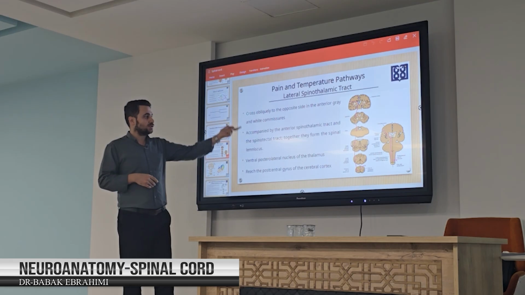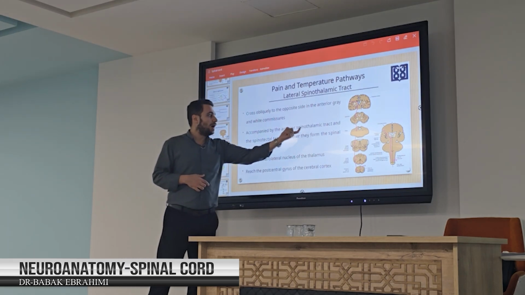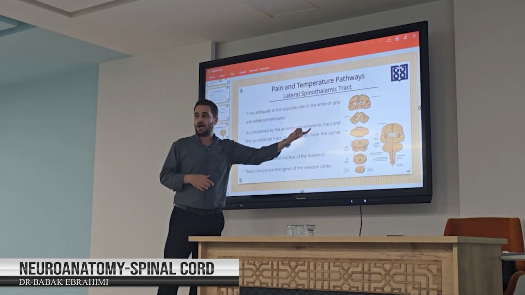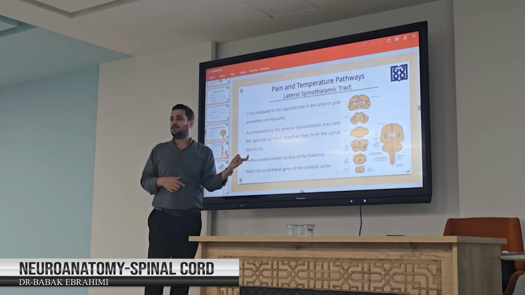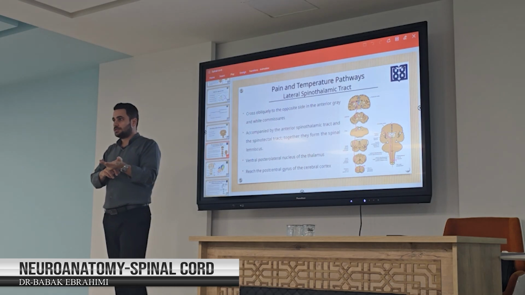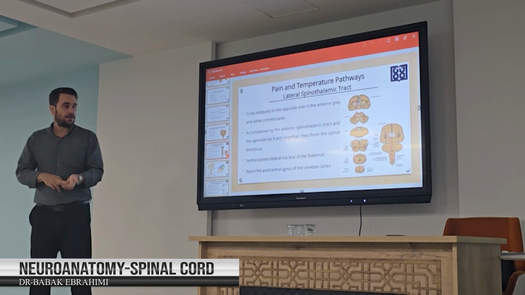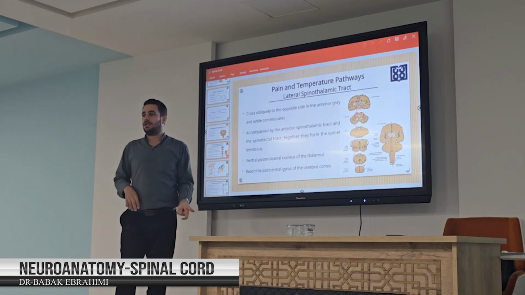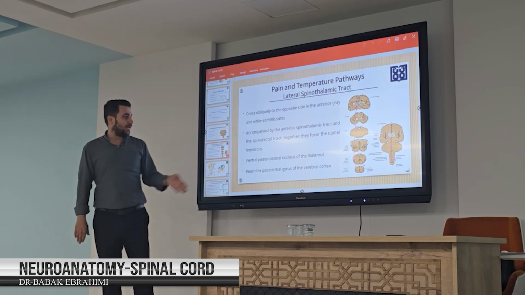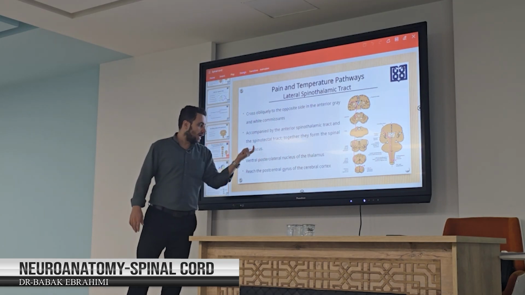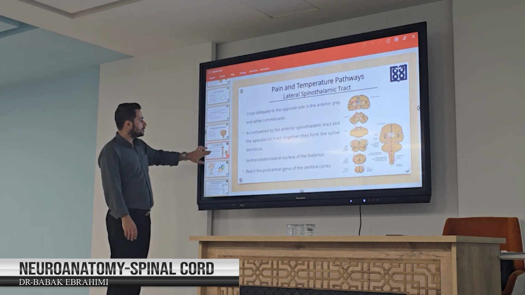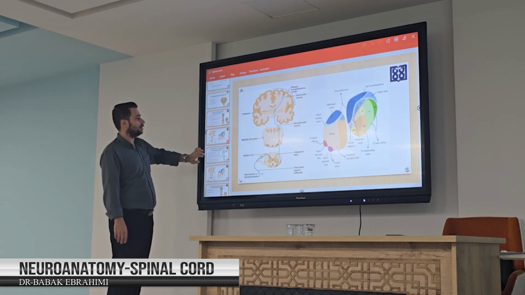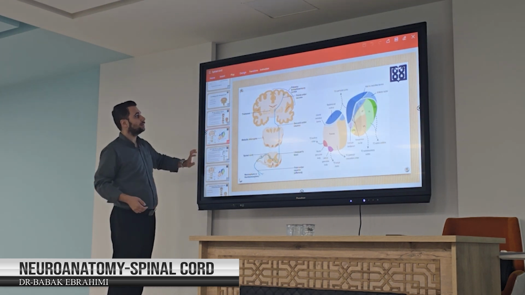For example, you are seeing the anterior spinothalamic, lateral spinothalamic, and spinotectal. Anterior spinothalamic, lateral spinothalamic, and spinotectal are coming together and make the spinal lemniscus. Understand? So this is the pain and temperature. You are seeing the picture.